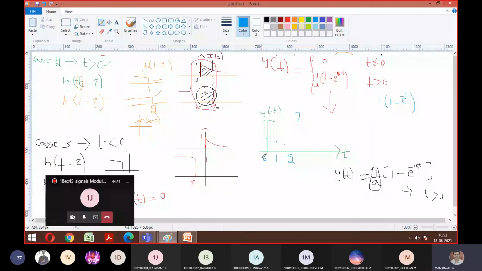So for 0, what is the answer? Is it 0 only? Yes, sir. So 0 will be 0 only. If you keep substituting values, for 3, is it dipping again? For 3, it is dipping again.